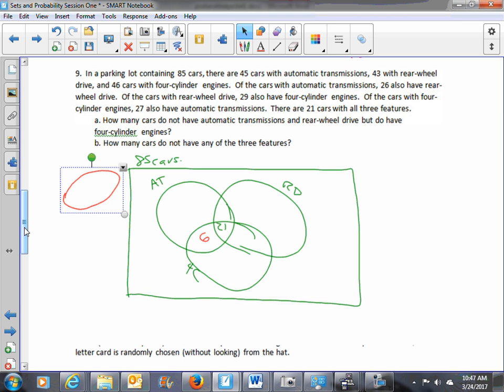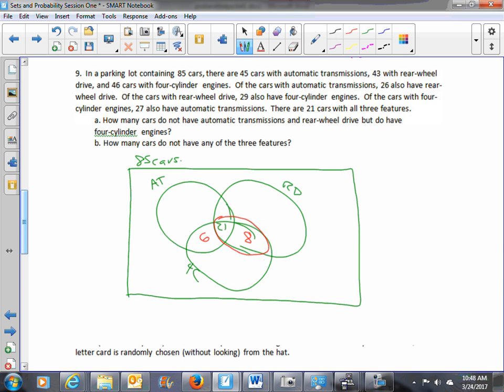Of the cars with rear-wheel drive, 29 also have 4-cylinder engines. So this region right here has a total of 29 in it, because it says of the cars with rear-wheel drive, 29 also have four-cylinder engines. So there's 21 in there. That means there's going to be 8 more in this region here to make a total of 29.